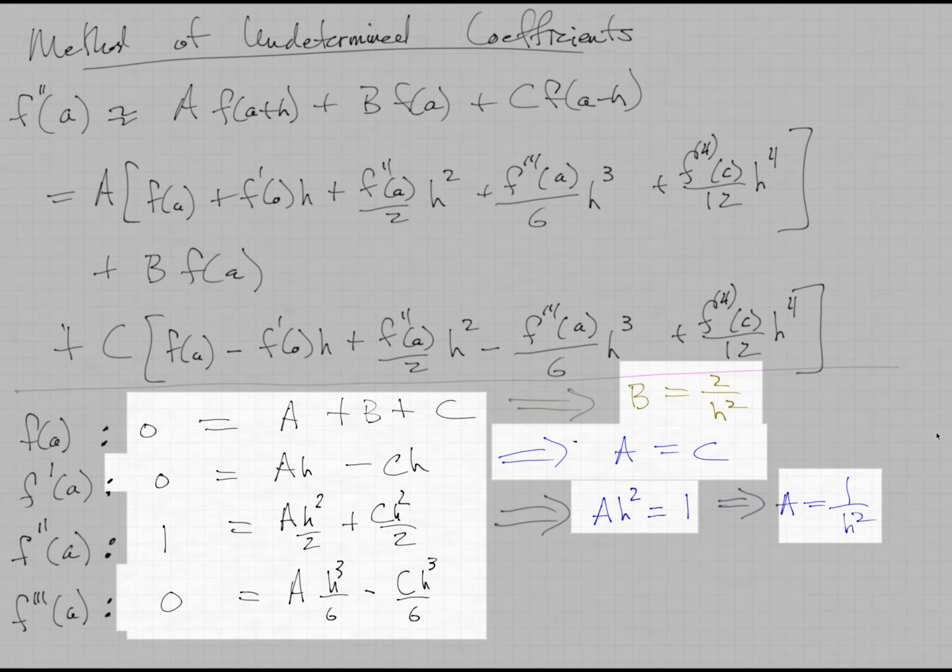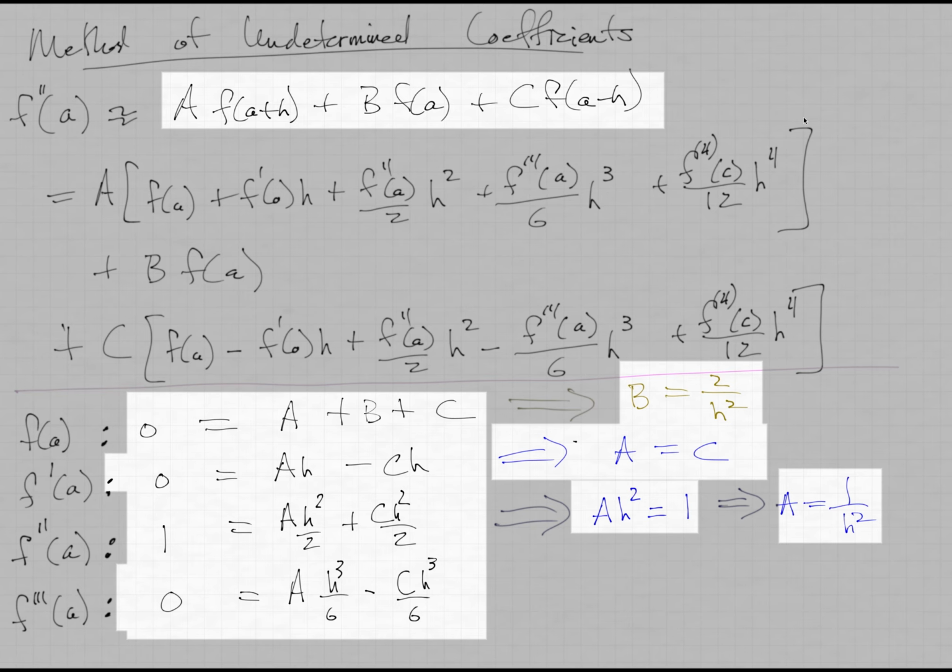Putting that all together back here, we get exactly the same formula we had on the previous slide. 1 over h squared times f of a plus h, plus 2 over h squared times f of a, I'm sorry, minus, oh right, b has to be negative. I got to fix that too. I'm sorry. b should be negative 2 over h squared. I will fix that in the slide before I post the PDF file. So minus 2 over h squared times f of a plus 1 over h squared times f of a minus h, and that gives us exactly the same formula we got before.